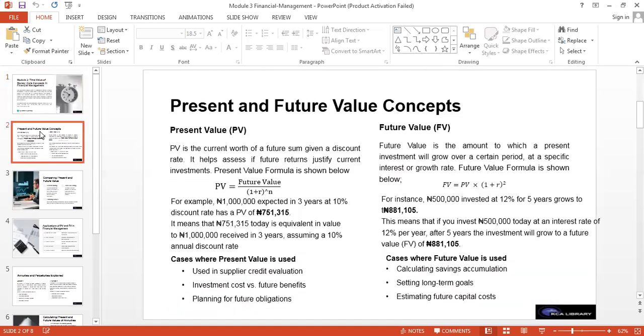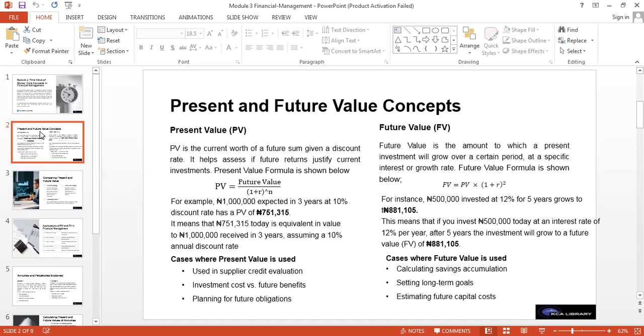What is the present value concept we are talking about? A PV is the current worth of a future sum given a discount rate. It helps to assess if the future returns justify the current investment.